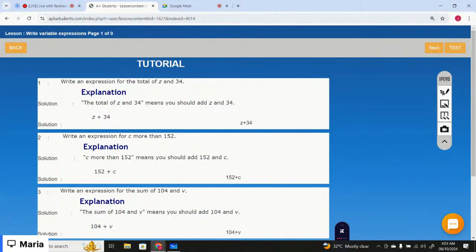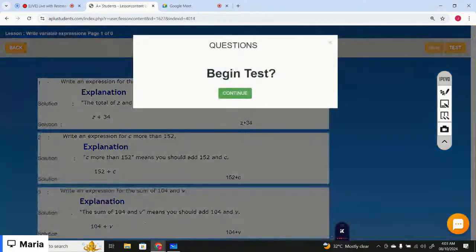The next one is write an expression for c more than 152. That means c and 152 are added. That is 152 plus c. Okay, here you have the live chat button. If you need more help with any of the lesson, you can simply click on the live chat button. Tutors are available there to help you. Let's just start with the test questions.